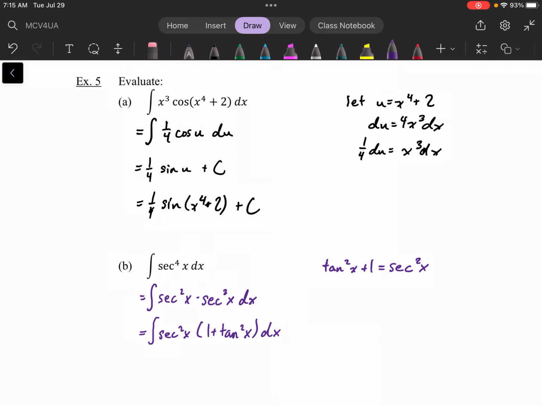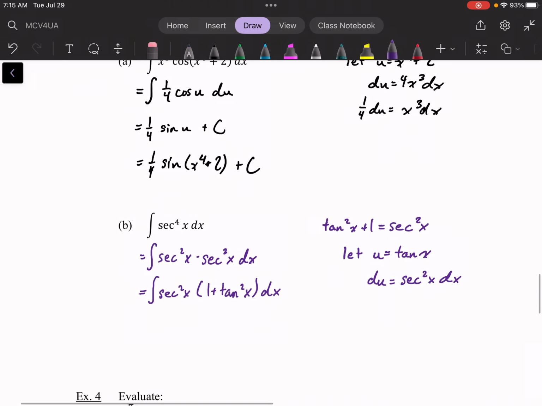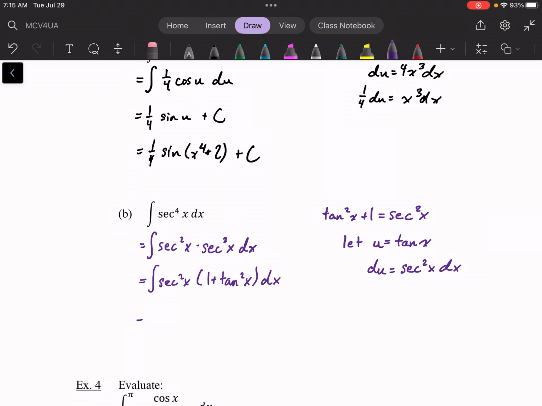Again, you're probably asking, why would I do this? Well, remember, if I let the function u equal tan x, I know the derivative of tan x. The derivative of tan x is secant squared x. And I do have a secant squared x in there. So now I'm going to change my expression. I replace the secant squared x dx by du, and I replace the tan x by the function u. So this is 1 plus u squared.